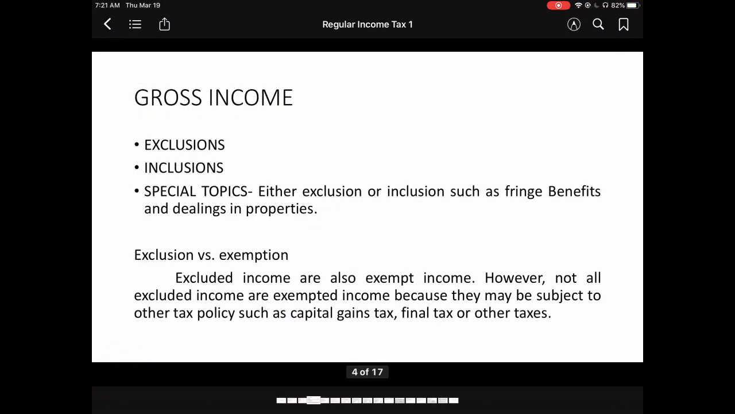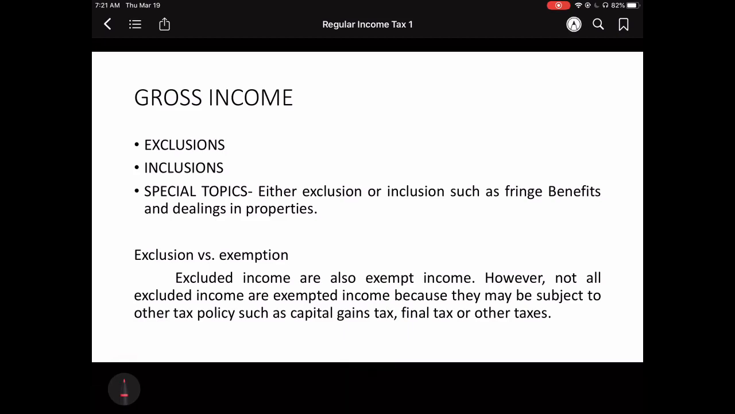Now, following the income tax model is the gross income. And what composes gross income? We have here in gross income exclusions, inclusions, as well as special topics. When we say exclusions, these are incomes that are not part of the gross income, maybe because they are exempted from tax or non-taxable, or because they are already subject to other taxing policies such as final tax, transfer taxes, or capital gains tax.